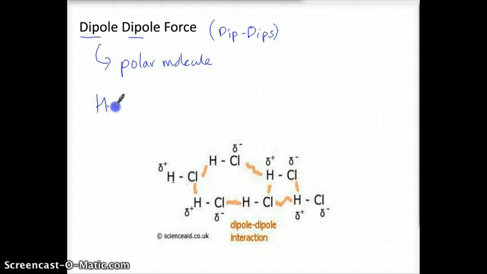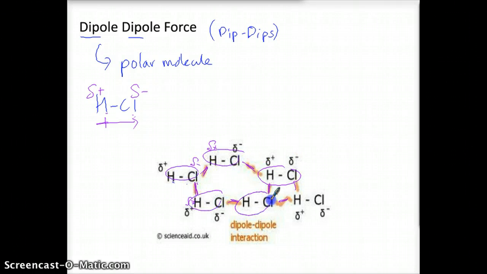HCl. This is a polar molecule. It has a dipole pointing towards the chlorine because chlorine is more electronegative than hydrogen. It has a slight negative charge. So as you can see here, the negative charged chlorines are always next to positively charged hydrogens. Opposite charges attract, so every single one of these is a dipole-dipole intermolecular force between all of these molecules of HCl.